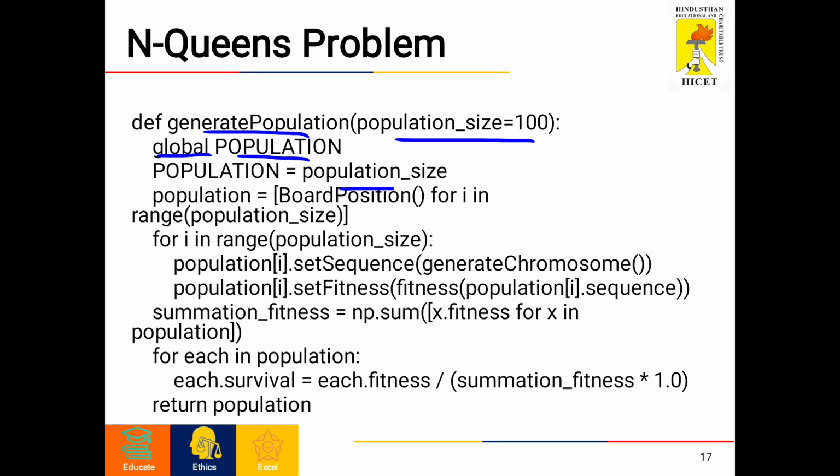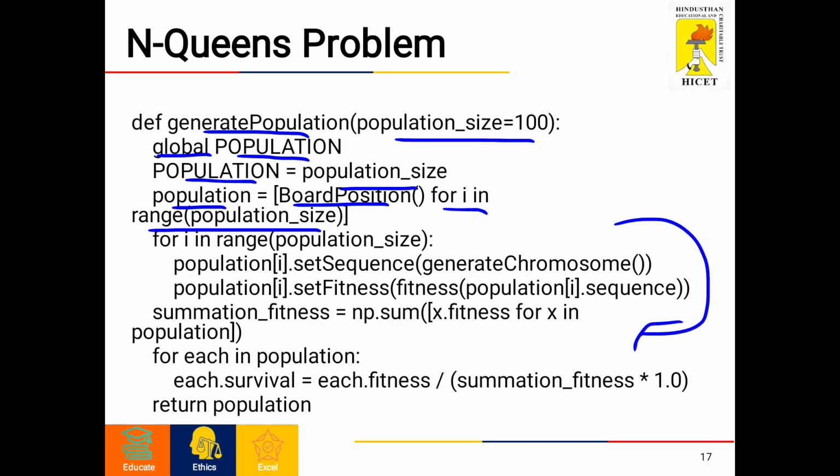Next, the population size we have saved inside population. The board position constructor is called, and once the constructor is called, an instance will be created. Here the population size is given, so that many instances will be created. If the population size is 100, 100 such instances will be created and saved inside population. Again, it is going to iterate over the population size.